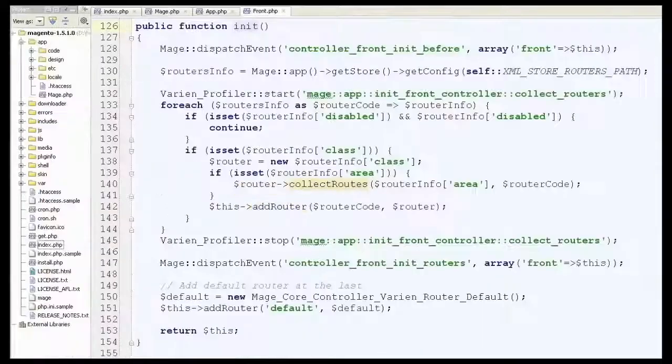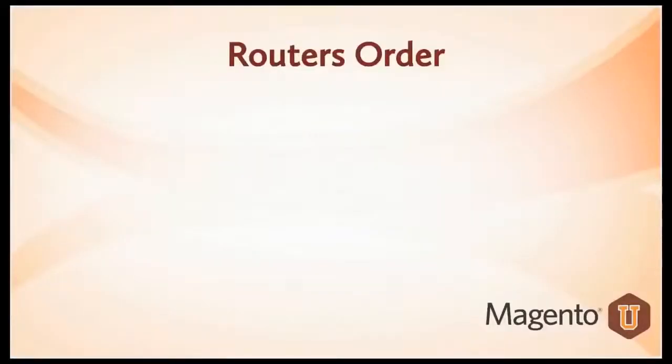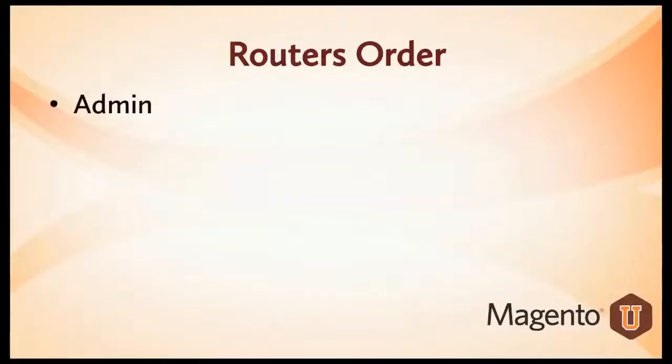The fourth and last router is the default router. It has default as the router code and an instance of the Mage Core Controller Variant Router Default class. You can see it in front.php on line 151. I want to emphasize that the order in which routers are listed in the array is important. This order is admin, standard, CMS, and finally default.